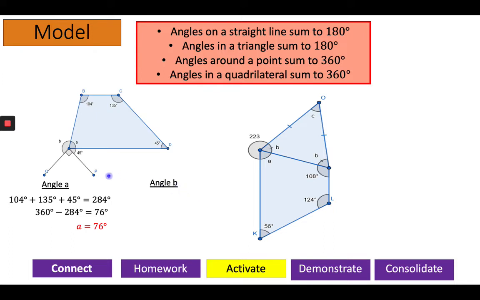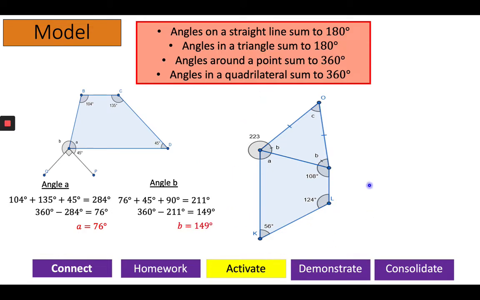For angle B, it is an angle around a point where we have three other known angles. So we take our 76 plus 45 plus 90 and add those all together. We get 211 degrees. Angles around a point sum to 360, so we subtract 211 from 360 and we get 149 degrees. So angle B is 149 degrees.